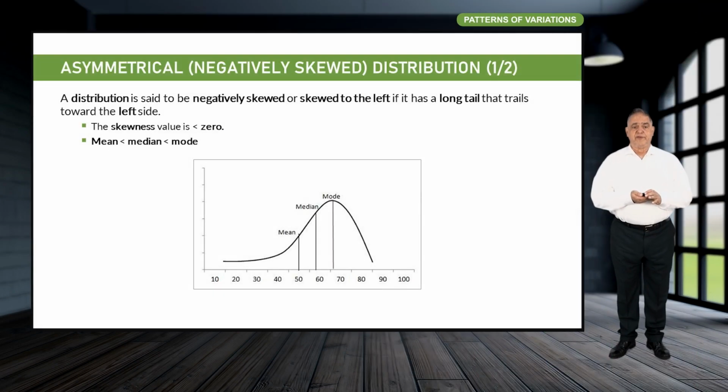In the case of an asymmetrical negatively skewed distribution, we have the mirror opposite of what I just described. So the long tail goes towards the left-hand side. The skewness value is a negative number, it's less than 0. And the mean is less than the median, is less than the mode.